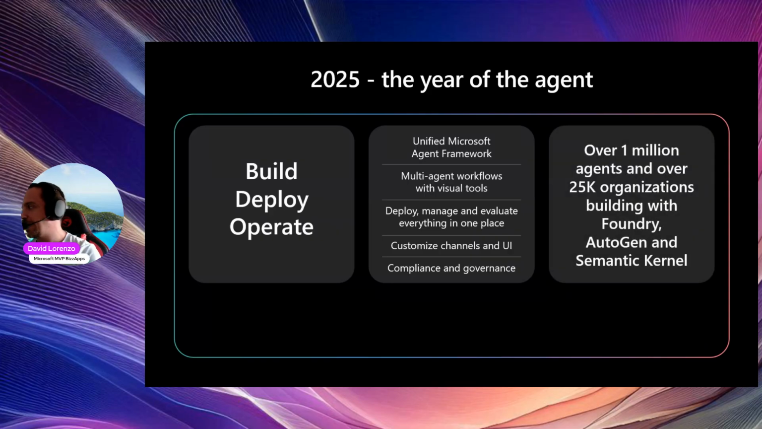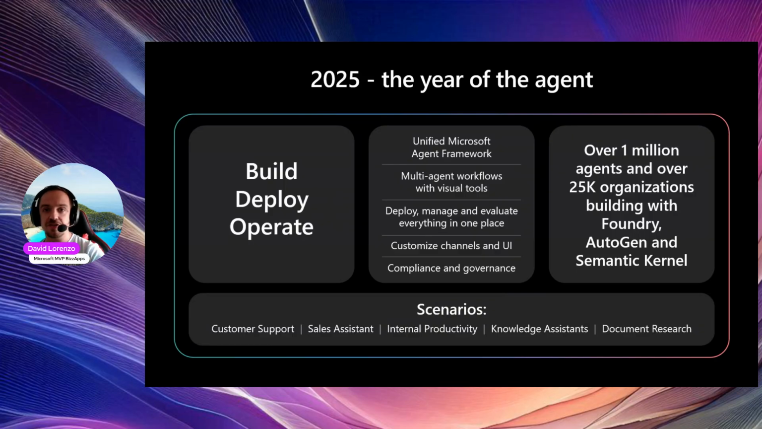Over 1 million agents and over 25,000 organizations are building with Foundry, AutoGen, and Semantic Kernel. Now, AutoGen and Semantic Kernel are joined together in the Microsoft Agent Framework. And of course, using Foundry as a backend system, we are all powered by the Azure ecosystem and Azure AI Foundry.